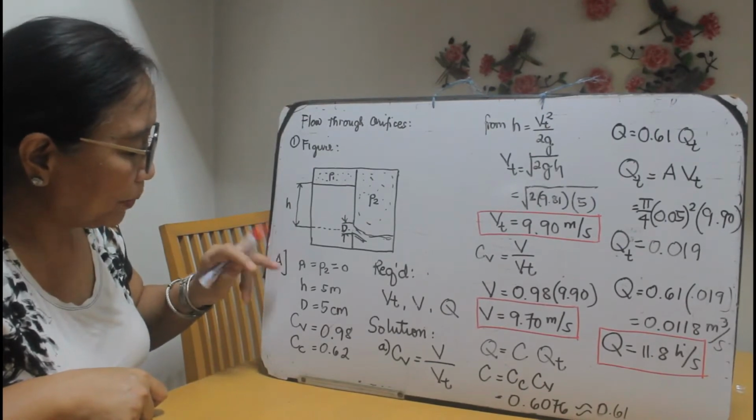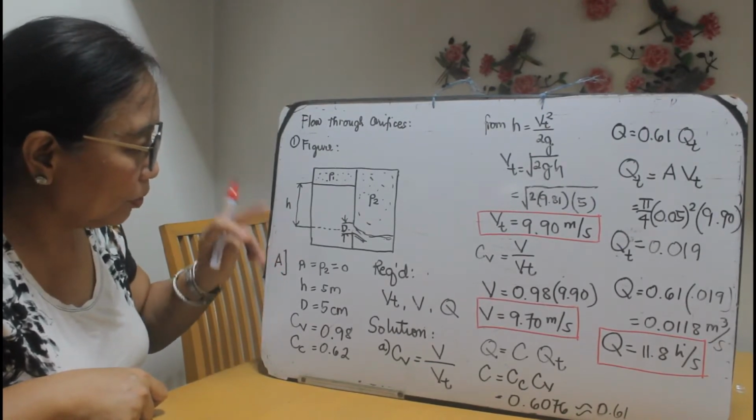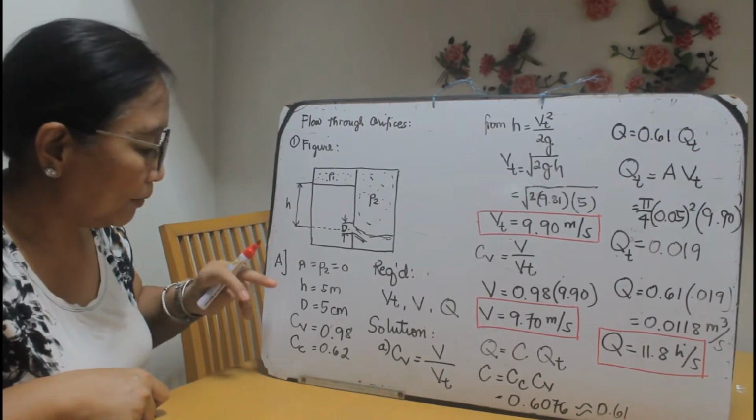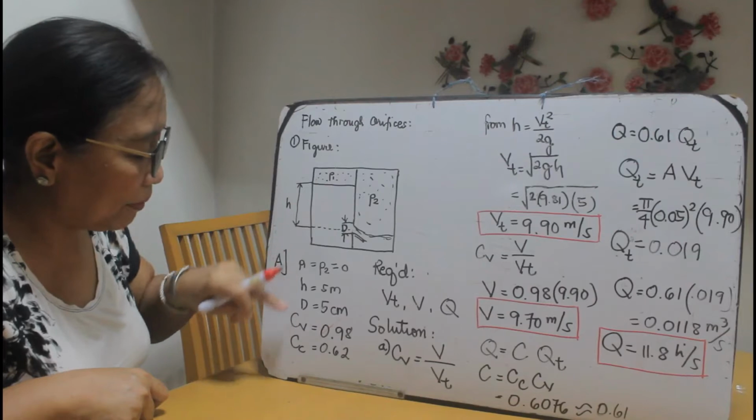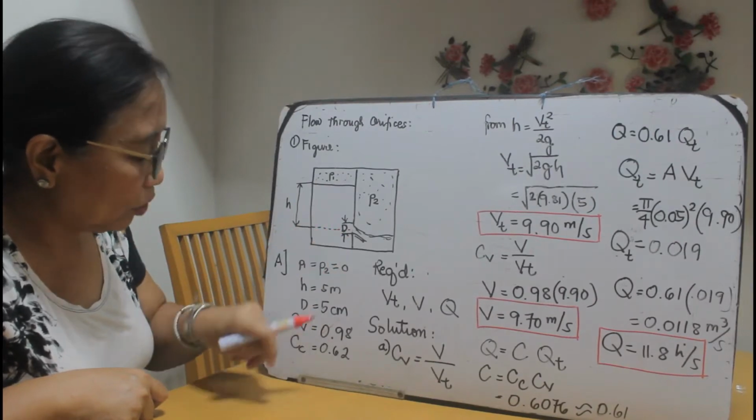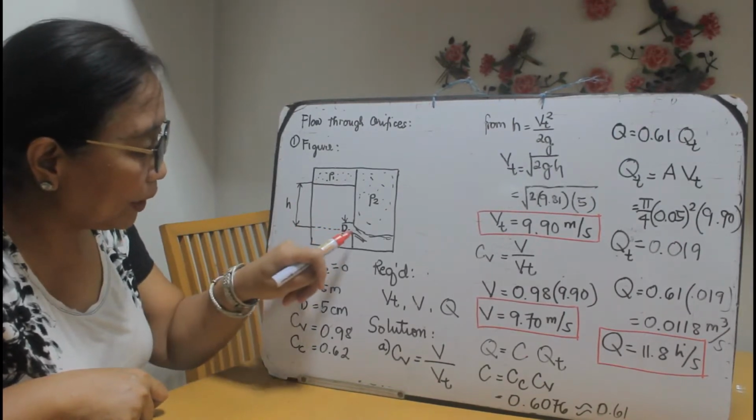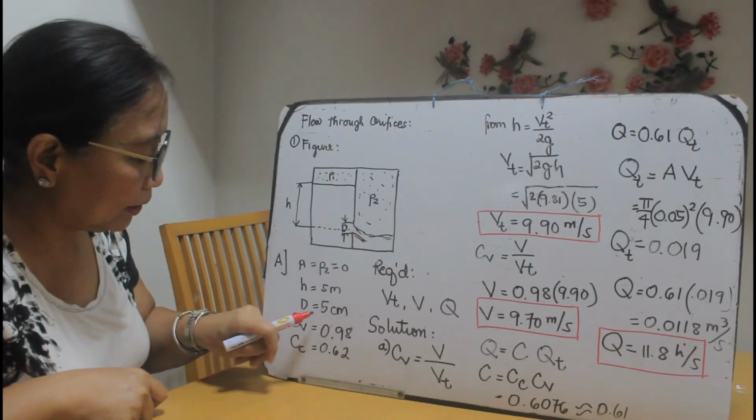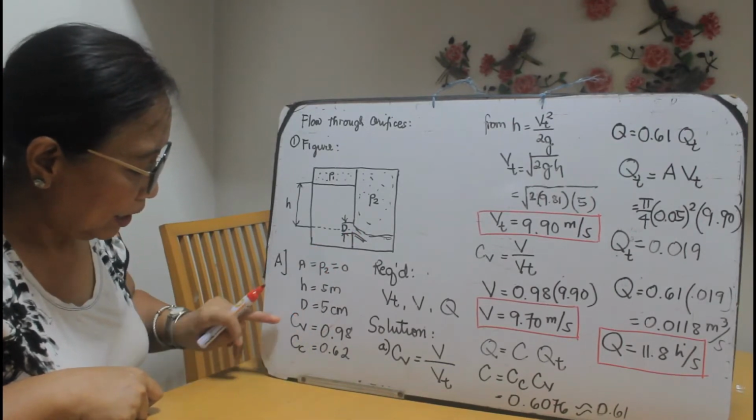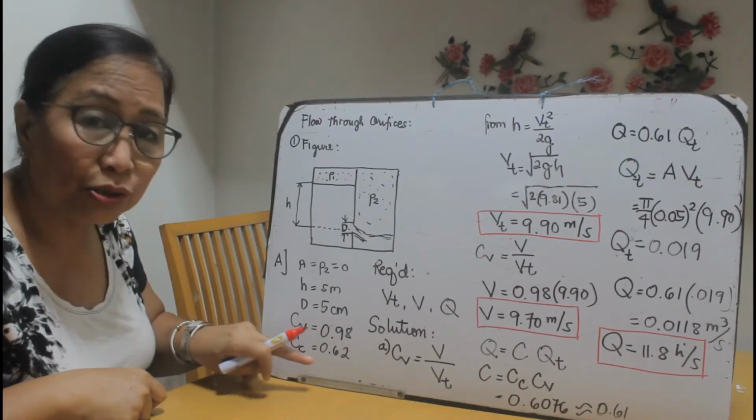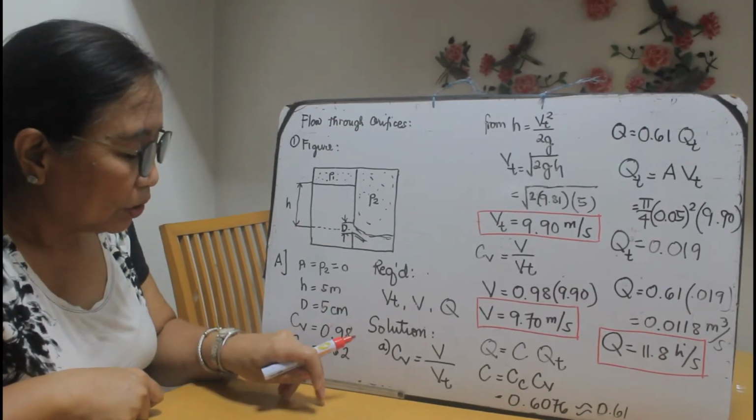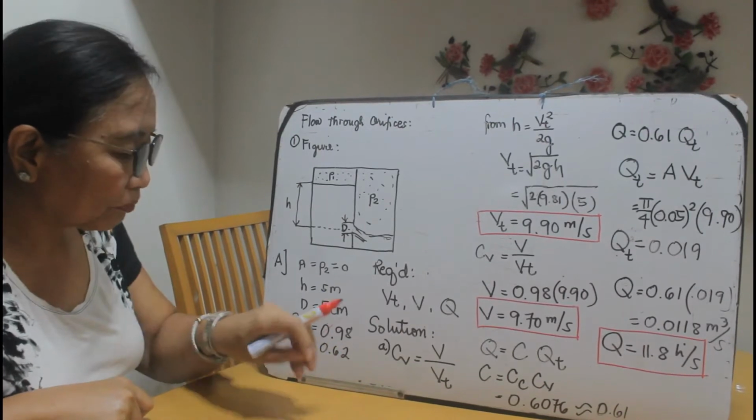The pressures at 1 and 2 are 0. Again, open tank. H, the height of the fluid inside this tank, is 5 meters. The diameter of the orifice or the opening discharging to the other tank is 5 centimeters. The coefficient of velocity and coefficient of contraction is 0.62. So, let us solve.